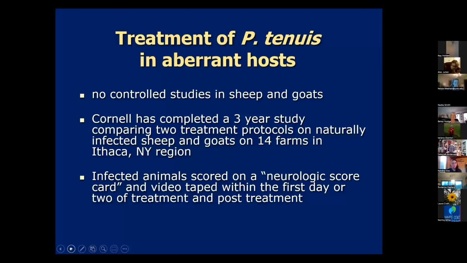The first animal they had come down with it would get treatment A, and the next animal would get treatment B. And then we would videotape the animals that first day, and then the vet would come back around 5 days later, or after the animal had been treated for 5 days, and videotape the animal again and video score the animal again. Next slide.